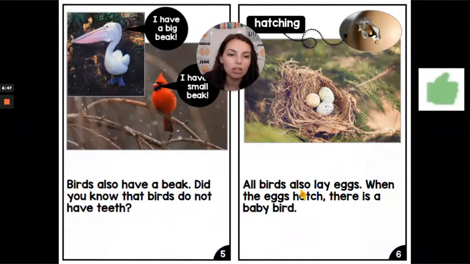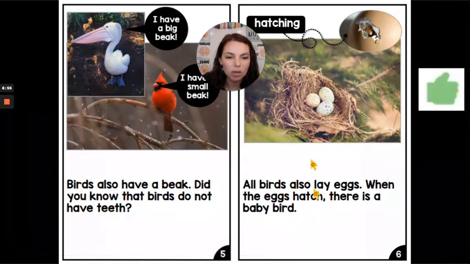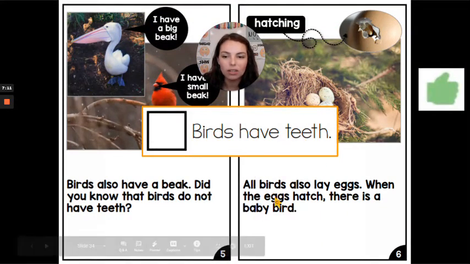All birds also lay eggs. When the eggs hatch, there is a baby bird. What does hatch mean? I can see this says hatching right here, and there's an arrow. The bird is coming out of the egg. Aww. Let's see our facts. Birds have teeth. Is this fact true or false?